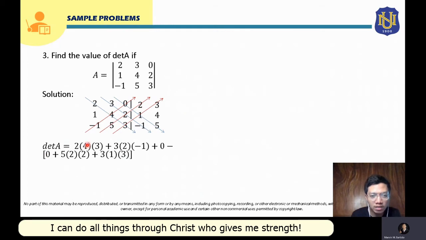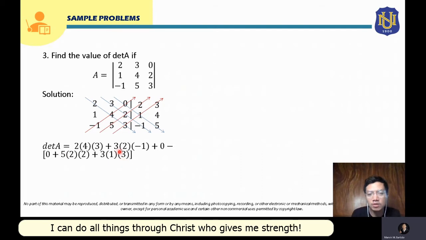So this will be 2 times 4 times 3, and then 3 times 2 times -1, and then 0 times 1 times 5, but since it is multiplied by 0, it will just be 0. And then minus, we multiply the elements in the upward to the right direction. That will be -1 times 4 times 0, but since it is multiplied by 0, it will automatically be 0. And then 5 times 2 times 2, and then 3 times 1 times 3. And we sum them up.